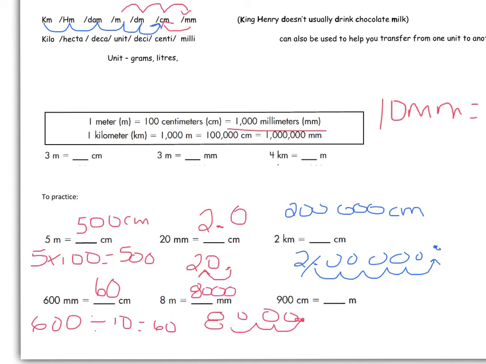And 900 centimeters to meters. Well, I'm going to use my relationship here. I know there's 100 centimeters in 1 meter, so I'm going to have to divide by 100 here, which means I'm taking off 2 zeros, so it's just going to be 9 meters.